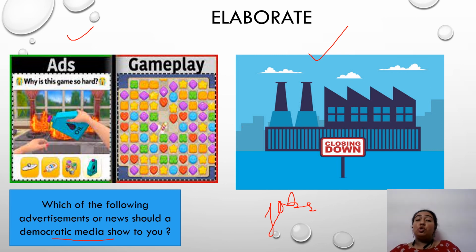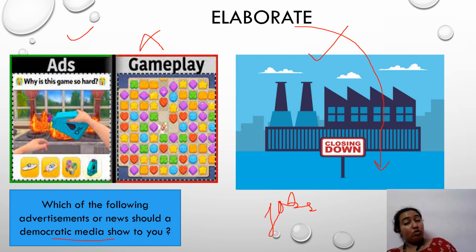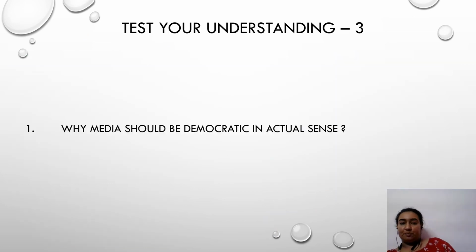Yes. So media should not show games, or any other ads which are worthless, useless, of no use. Rather, it should show ads of factories which are closing down. People, what is the effect? It should also show the positive aspect, as well as the negative aspect. So when it comes to closing down of factories, what is the negative aspect? People are losing their jobs. There is no employment. Yes, people are having depression. So this is the role of democratic media, to show the actual reality and the footage.